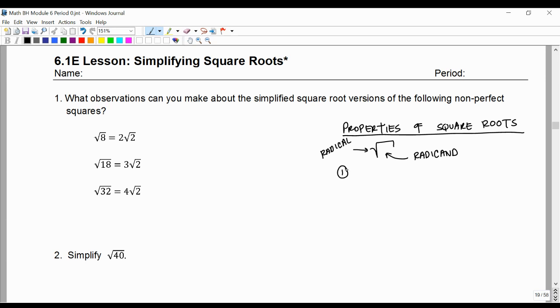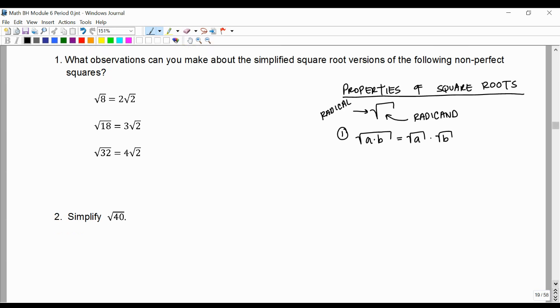Our first property is going to state that if we have the square root of a times b, or ab without the times dot, that would be the same as taking the square root of each one individually, and these will be equal, or vice versa. If for some reason they are separated, we could multiply the radicands together if that suits whatever the problem needs.